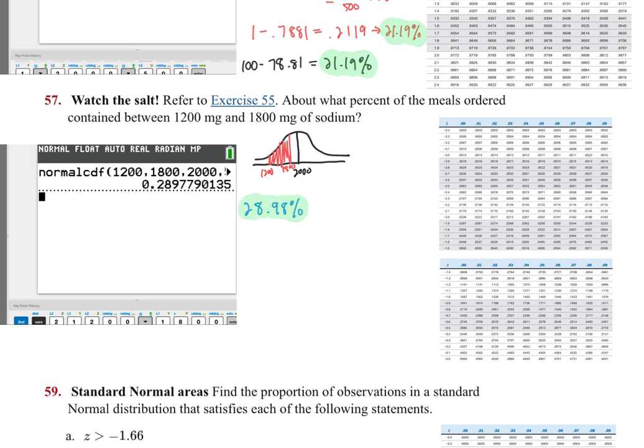Okay, so let's say we're doing the table A way. So let's find z-scores. Whenever you're finding the percent in between two values, you'll have to find z-scores for each value. So we'll do that for each one. Okay, so the z-score for 1,200 is 1,200 minus 2,000 divided by 500. Okay, and then we'll find the z-score for the 1,800.